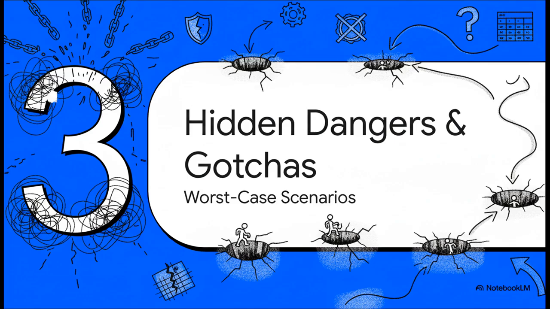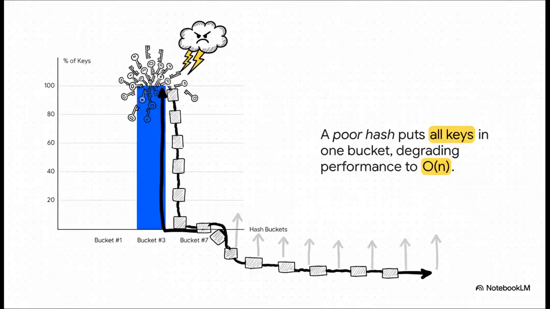All right, so both methods sound pretty good when everything is working perfectly. But what happens when things go wrong? Let's dive into some of the hidden dangers, the common traps that can really mess up your performance. This is chaining's absolute worst nightmare. Imagine you have a really, really bad hash function. It just keeps sending every single key you have to the exact same bucket. All of a sudden, your super efficient hash table, as you can see here, is basically just one giant linked list. And your search time just tanks from nearly instant to painfully slow.